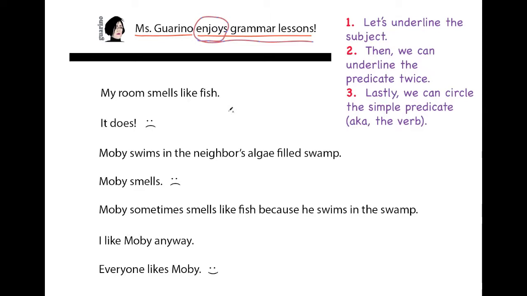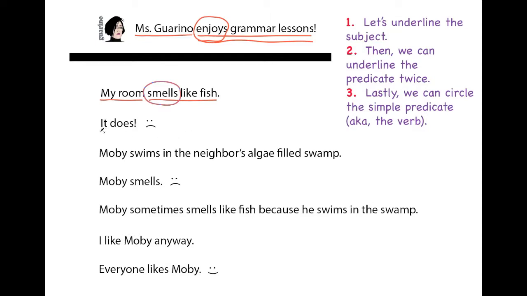My room smells like fish. In fact, my classroom smells like vanilla and cinnamon. My room does not smell like fish, but let's go with it. In this case, my room is the subject. Smells like fish is the predicate, so we'll underline it twice. The simple predicate is, of course, the verb, and that is the word smells, so we'll circle smells.